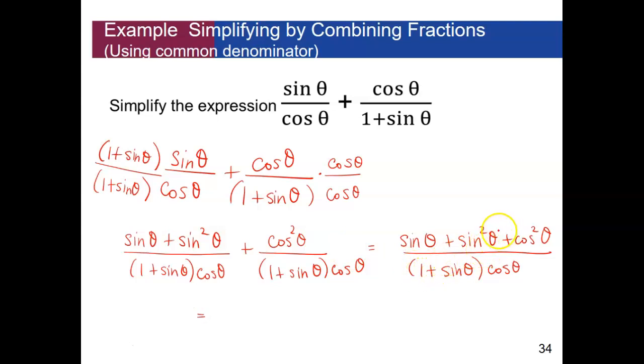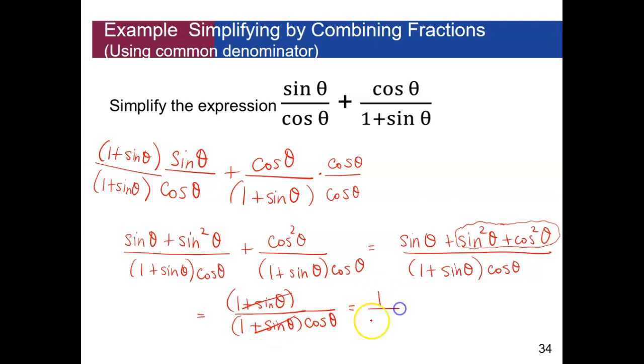Okay, so now hopefully you see this and recognize it. So in the place of sine squared plus cosine squared, I can put 1 plus sine theta. Okay, so these two expressions here and here are equal to each other. So this is 1 over cosine of theta, and that's equal to secant theta.